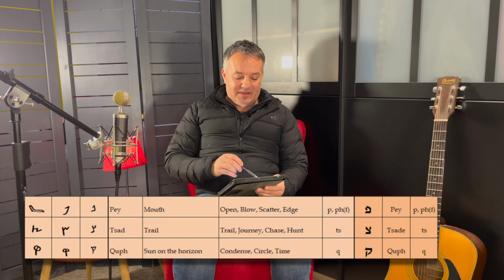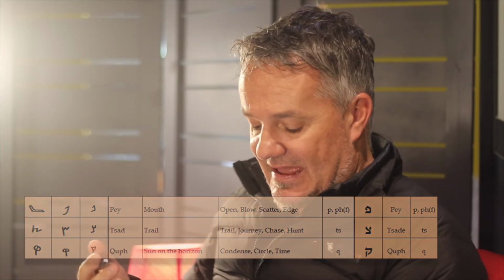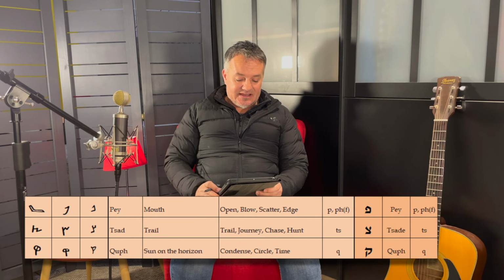Next up is the letter Pei, and whatever the little sign was, it resembles a mouth, and it means an opening, an edge. And you can see the difference between the mouth shape of the pictures and the Pei in the modern script. Next up is the Tsadi.